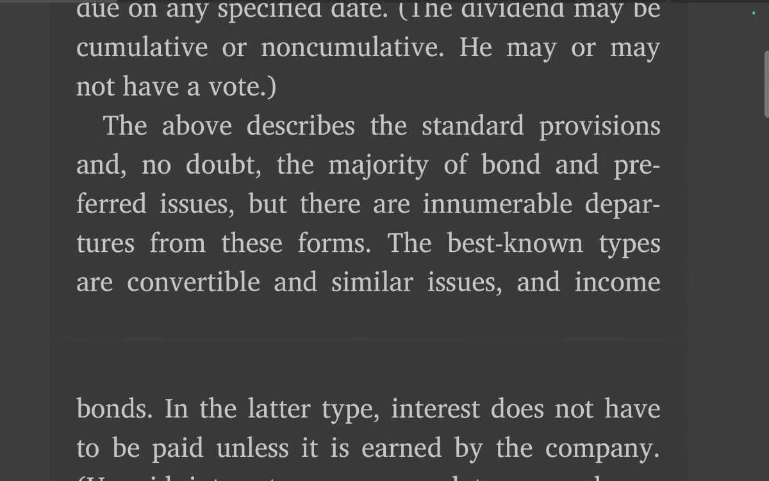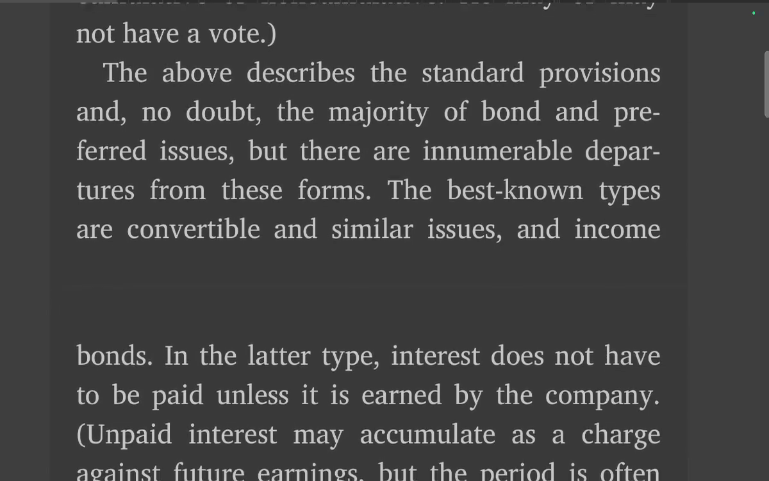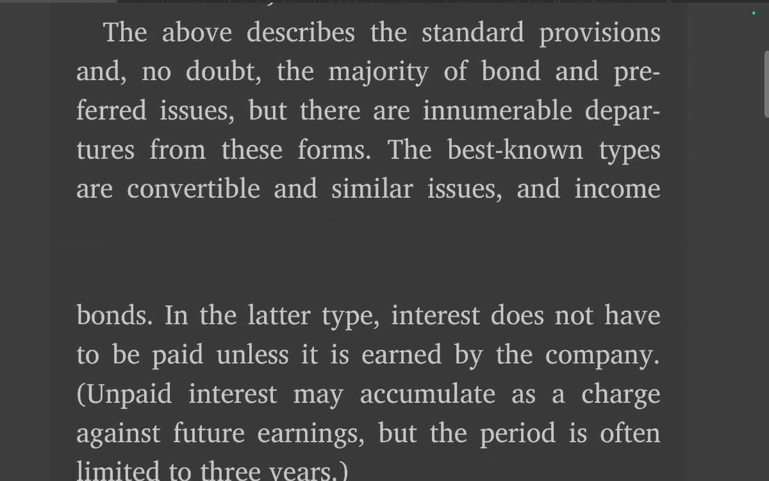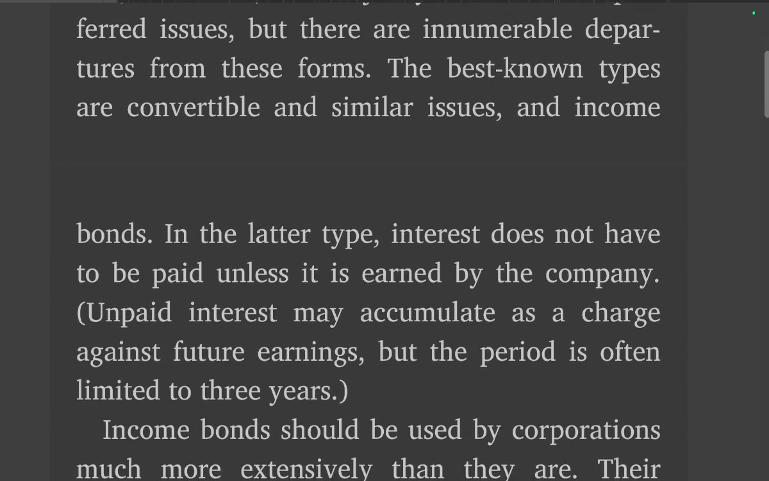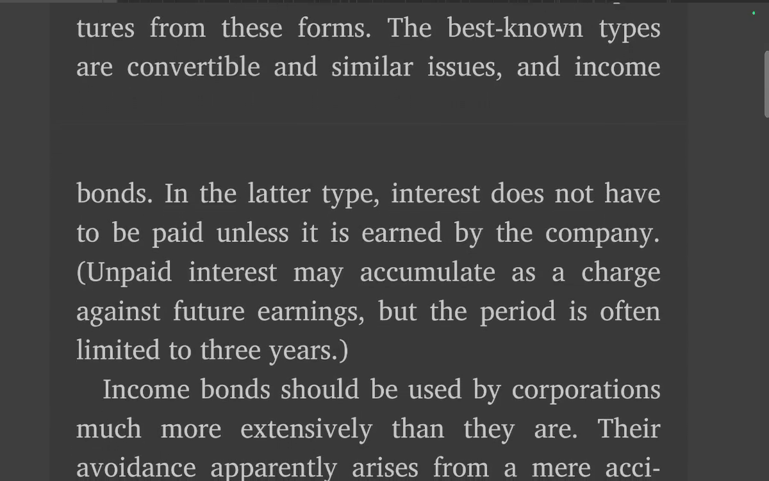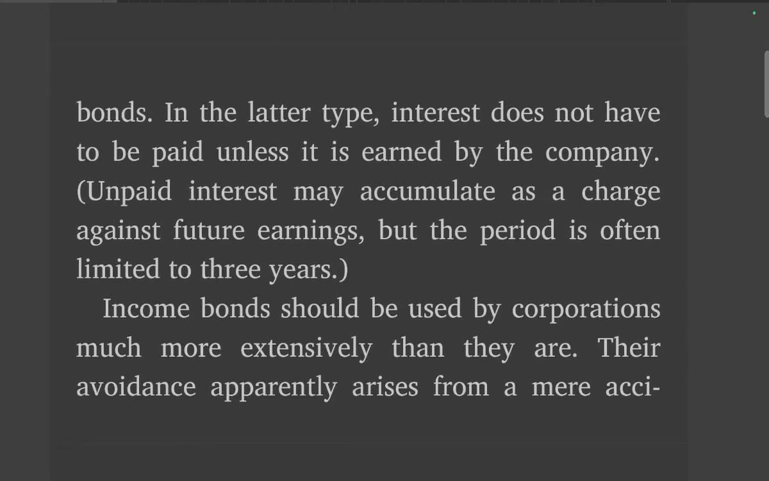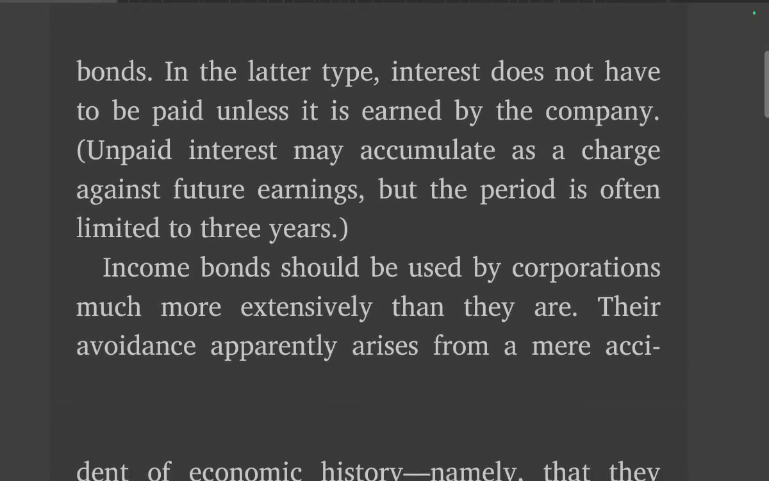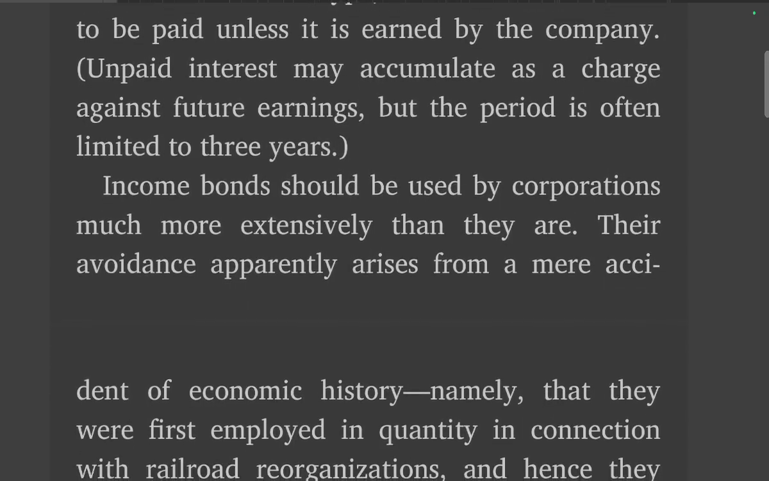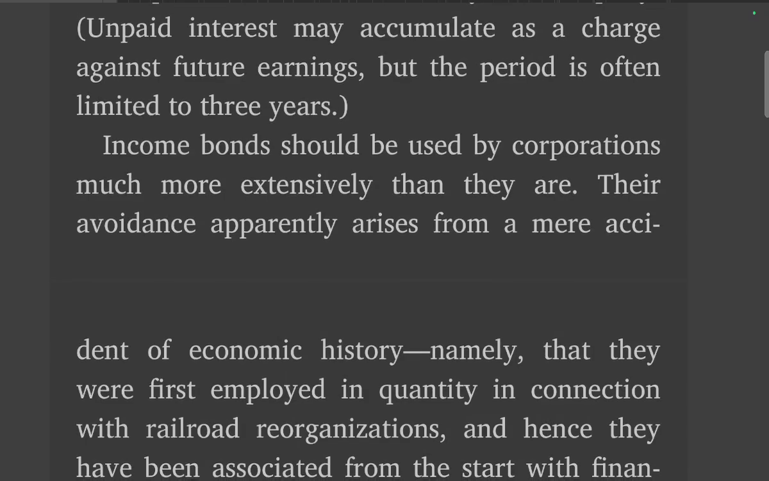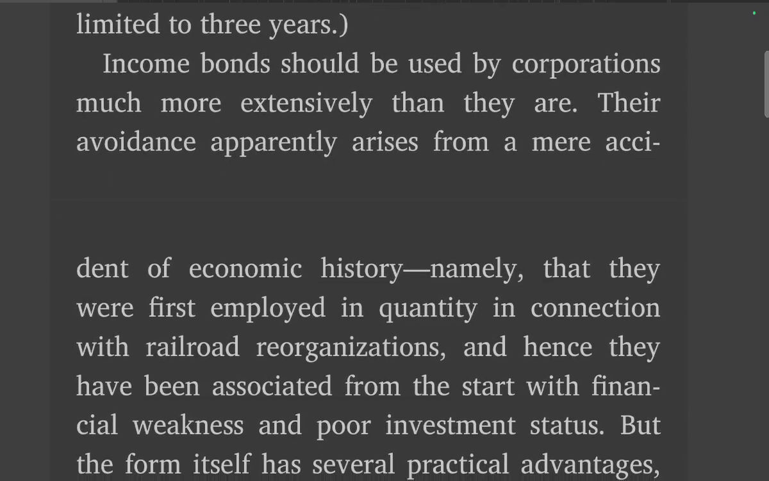The above description is standard for the majority of bond or preferred issues, but there are innumerable departures from these forms. The best known types are convertible and similar issues, and the income bond is a kind of bond in the latter type, where the interest does not have to be paid unless it is earned by the company. Unpaid interest can accumulate as a charge against future earnings, but the period is often limited to 3 years. Income bonds should be used by corporations much more extensively than they are.